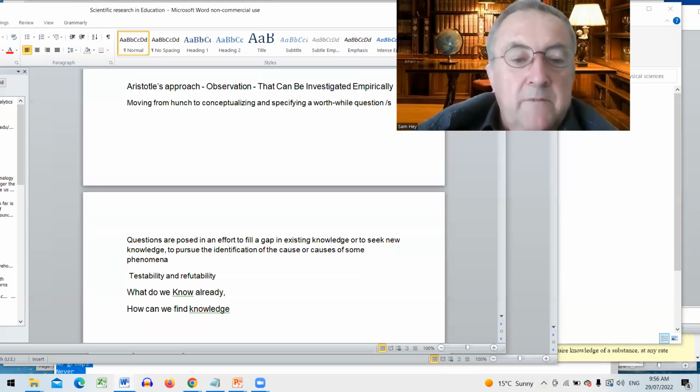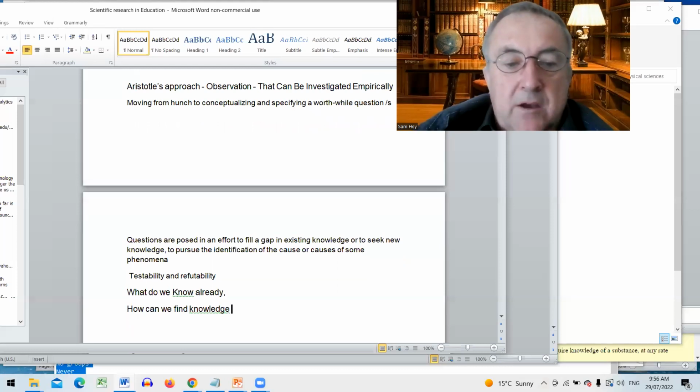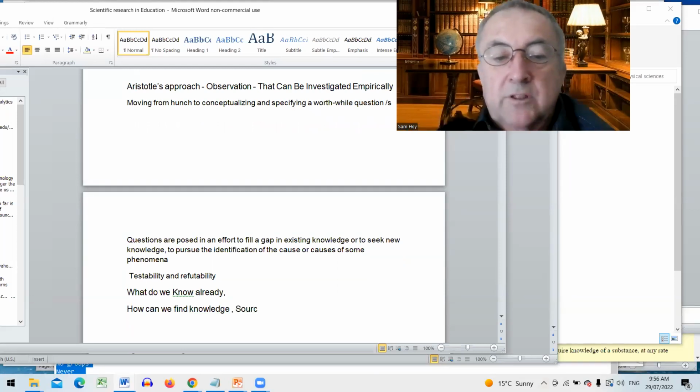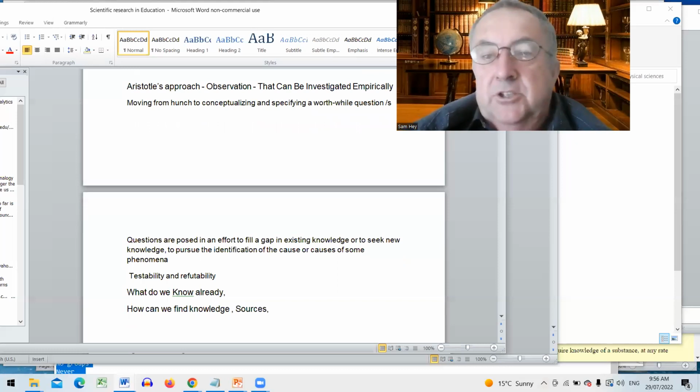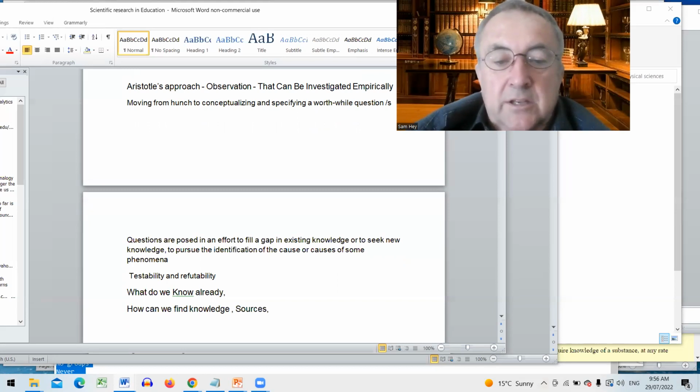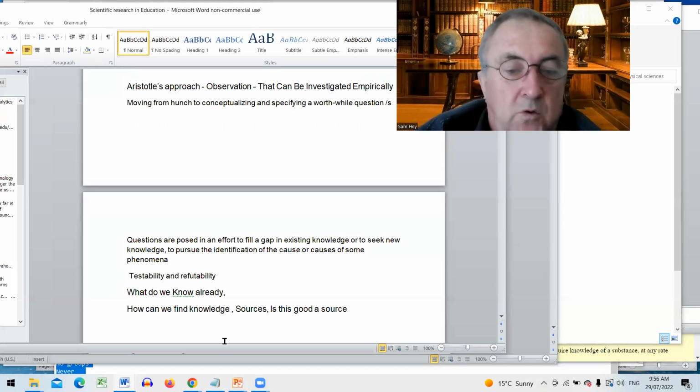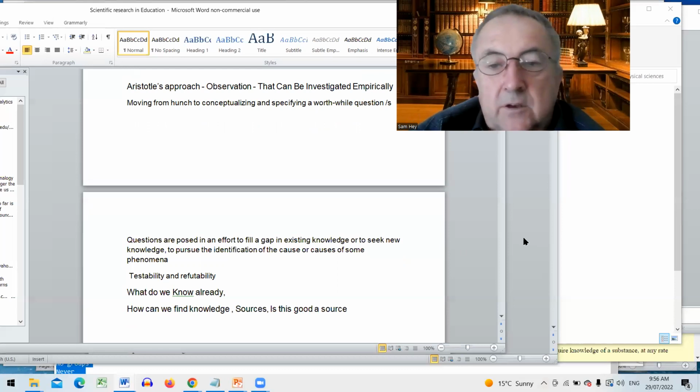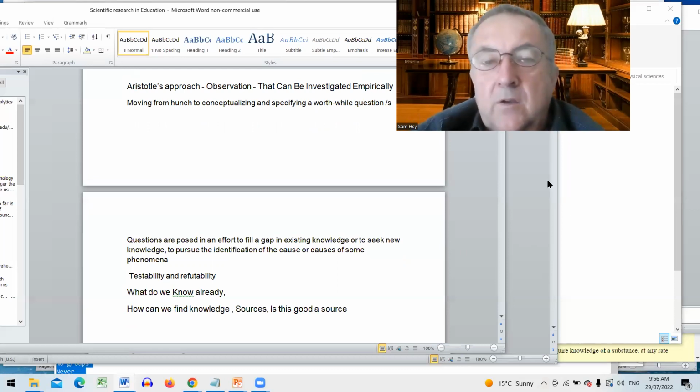Yeah, so good. So first, what do we know? And then secondly, how can we find knowledge? And you could even say, what are the sources of knowledge? Yeah. And you could then even ask, is this a good source? And so you could then discuss whether it's a good source or not. So they could be useful as well. So that's great.